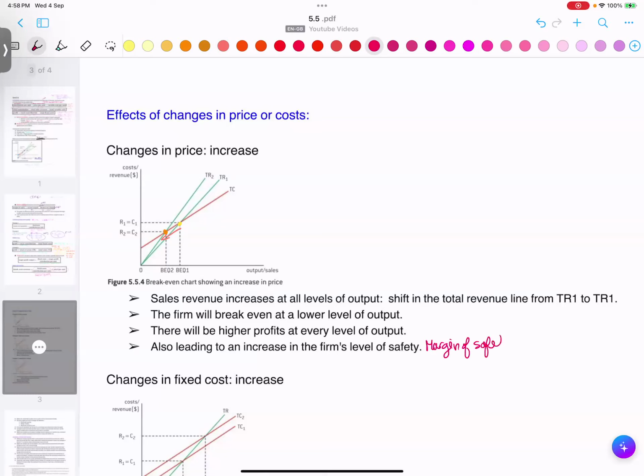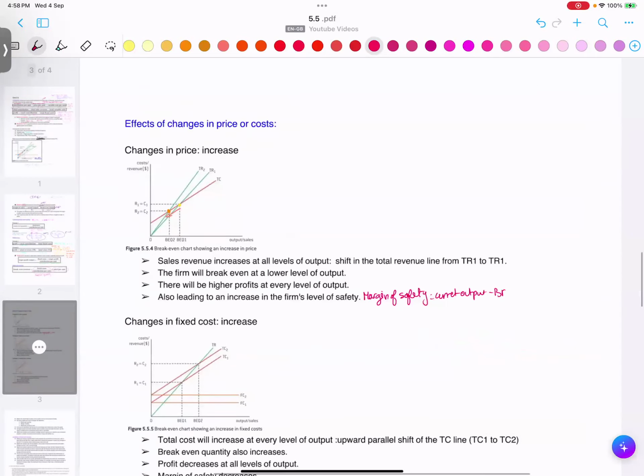Since margin of safety, reminder, is basically current output minus break-even output. And once break-even output decreases, right, margin of safety will increase. So that's the concept of that. So this is for the price increase.